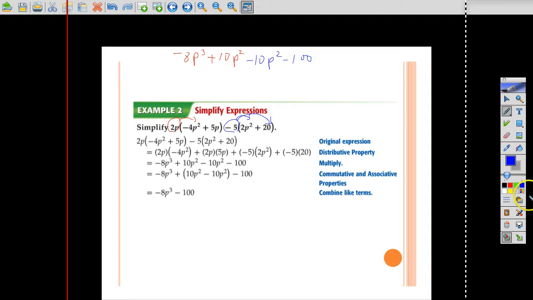Okay, so here you only have one like terms, 10p squared minus 10p squared, that cancels each other out. What you're left with is negative 8p to the third minus 100. Okay, and there's your final answer.